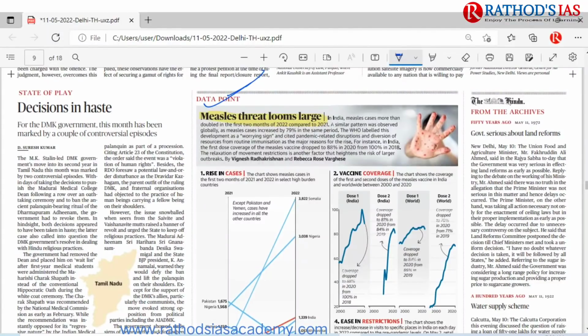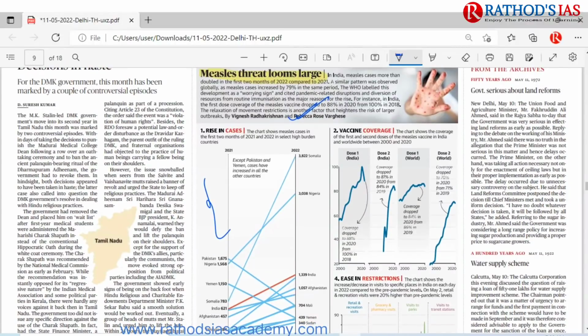So in India, measles cases more than doubled in the first 2 months. Okay, so this is one of the worrying signs I can say. So if you see this chart, we can say there is a rise in measles cases that is mainly seen. And even if you are going for vaccine coverage as well, for this measles we have a vaccine. Okay, so this chart mainly shows the coverage of the first and second dose of this vaccine.